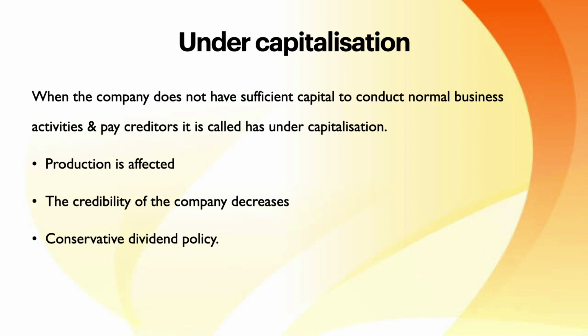We've got to understand what undercapitalization is and what a few effects of undercapitalization are. Production is halted or affected. The credibility of the company is decreasing, and there is conservative dividend policy. See, at the end, equity shareholders are the owners of the company. If they are not getting maximum benefit out of the company, are they going to be satisfied with the returns? No, right? Definitely they start selling off their equity shares. So therefore, conservative dividend policy is going to be considered a disadvantage.